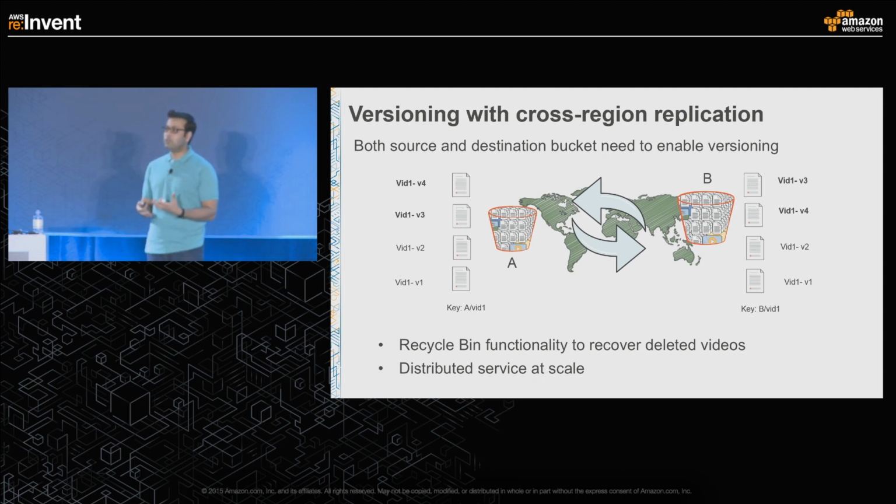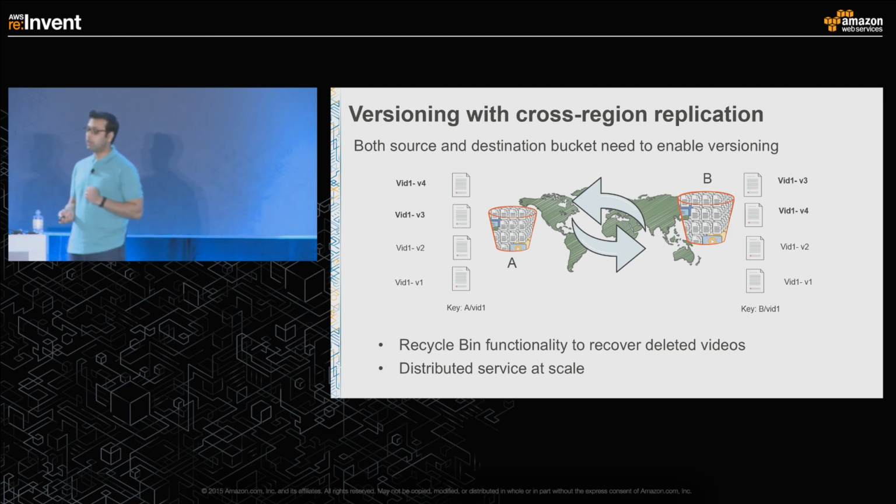A lot of our customers actually use versioning to enable this recycle bin functionality so you can recover those files. And this is a great way where you can have all versions synced between two different buckets and always replicated there.